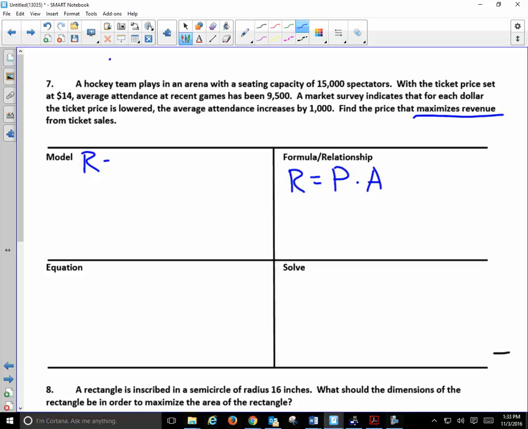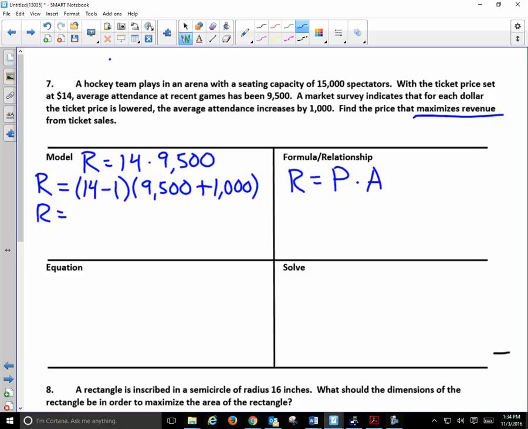The revenue is, what is the current price? 14 times, what's the current attendance? 9,500. Well, it's not going to stay at that, is it? So if we changed it, we would have 14. How much do you want to drop it by? What should we start by dropping by? $1. Sounds good. So let's drop it by 1. We're looking for a pattern here, folks. So I'm going to drop it by 1. I've got the 9,500 will be the attendance plus how many people will I get? 1,000.